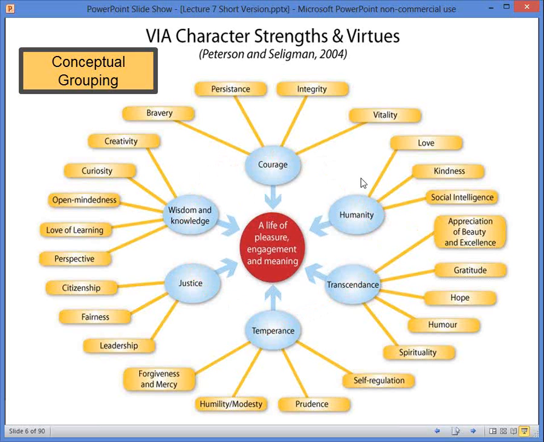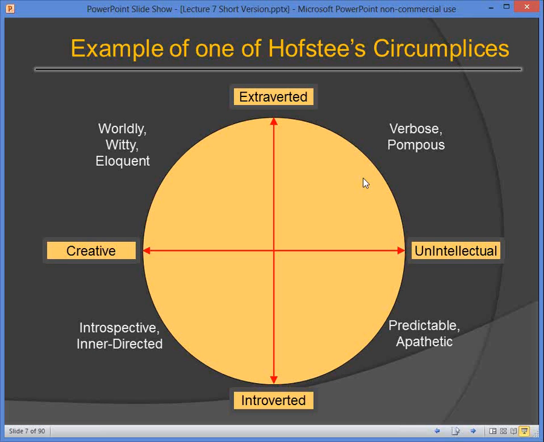The organization of these is really unimportant. I just want to show you some examples of higher order organization and make the point that a conceptual grouping is one of these. Here is an example of Hofstee's circumplexes. This is derived actually from the five-factor model. Hofstee said that instead of just having 5 factors, what we need to do is study personality as combinations of these factors. So this particular circumplex crosses introversion, extroversion with openness.